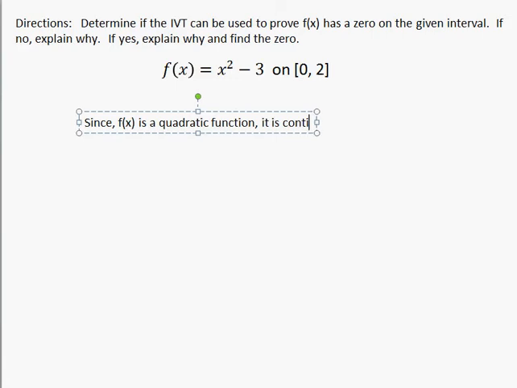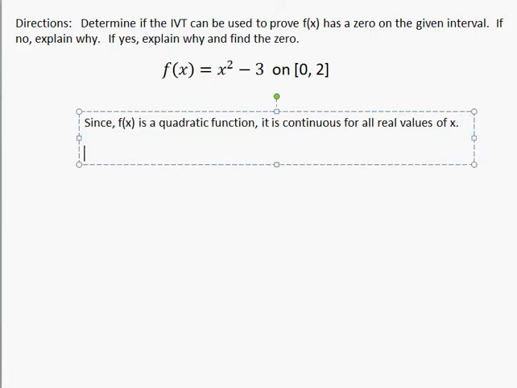then we know that it's continuous at all real values. Continuous for all real values of x. That's our first condition. So it's continuous, IVT holds on that part.